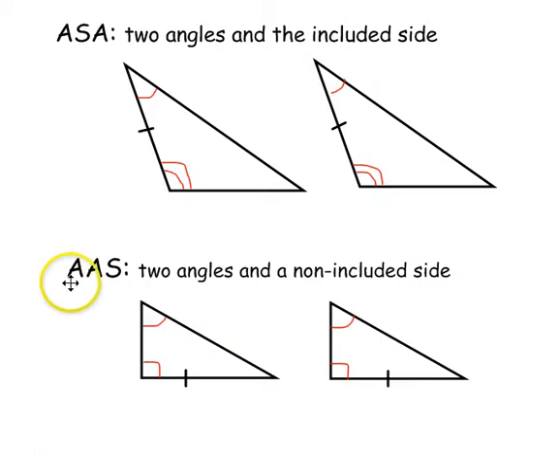The next one is angle-angle-side. This theorem means that you still have two angles that are equal in measure, but the side that is equal in measure is not in between those two angles. So you'll see here the two angles, but it's not the side that's in between them, it's the side out here. It could also be this side over here that's equal in measure.